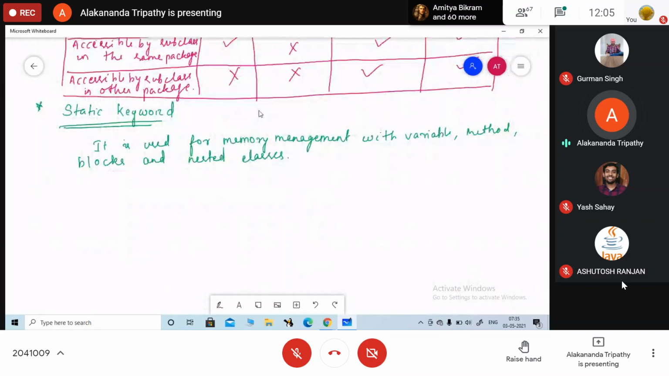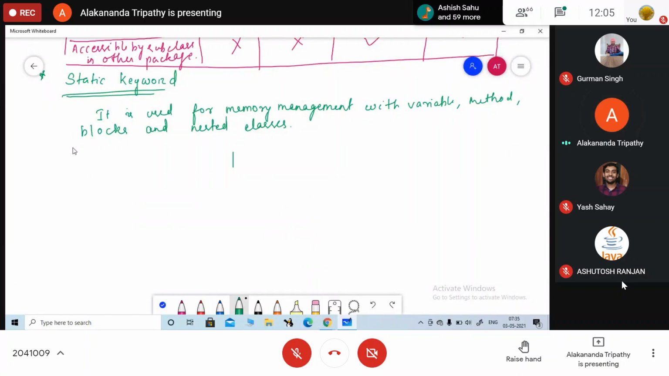Now let's come to our static keyword. The static keyword is basically used for memory management with variables, methods, blocks, and nested classes. So write down another definition here.